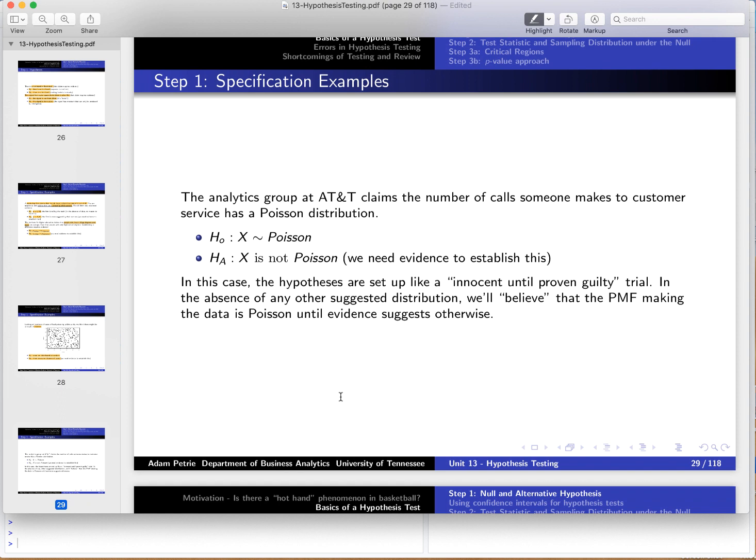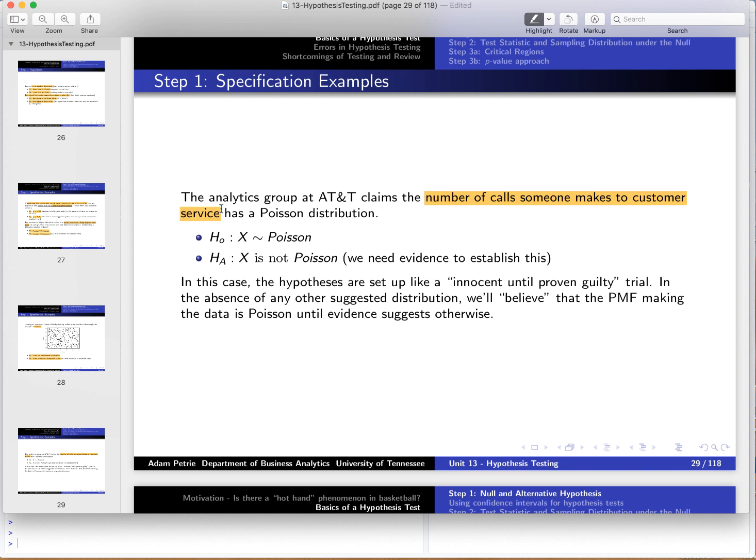If you're working for the analytics team at, say, AT&T, you might be modeling the number of calls that someone makes to customer service, and you might be interested in modeling that with a probability distribution. So you might like to know, okay, is this probability generating distribution a Poisson? Is it something different from a Poisson? Well, how would we set that up in the hypothesis testing framework?